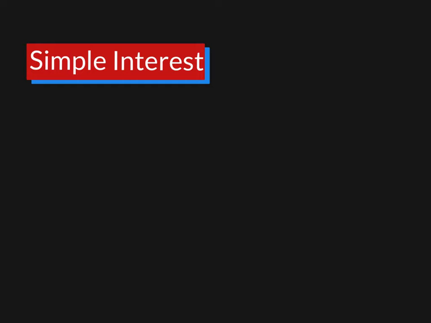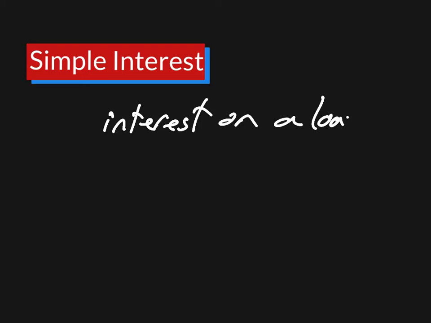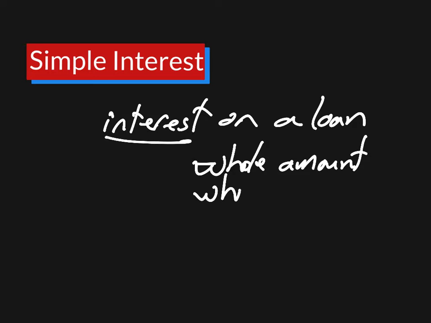A basic math formula is the formula for simple interest. Simple interest is a quick way to calculate interest on a loan or another initial balance. What it does is apply interest to the whole amount over the whole time. So it doesn't take into account things like compound interest or the fact that you make payments or anything like that.